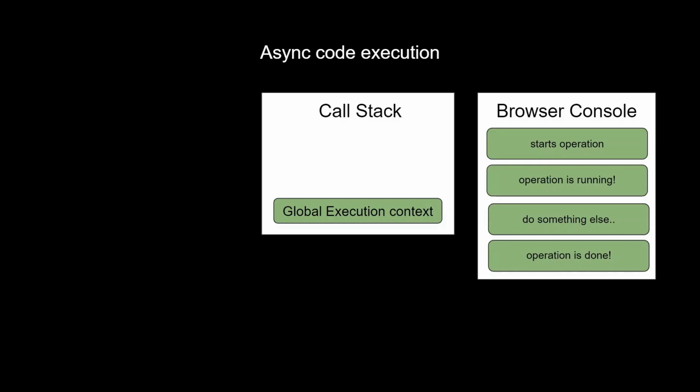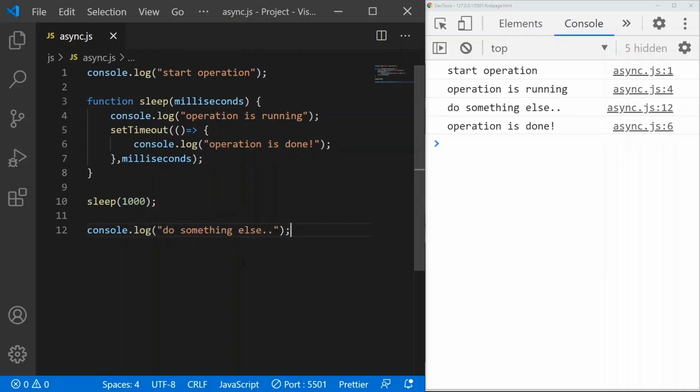So let me get back to Visual Studio Code. All right, and this is the sequence we actually saw when our execution happened by the JavaScript runtime. We saw first start operation, then operation is running, do something else, and then we got operation is done. So that's all we have.